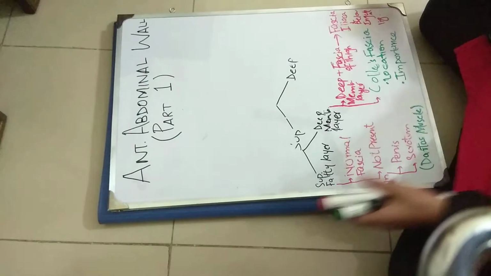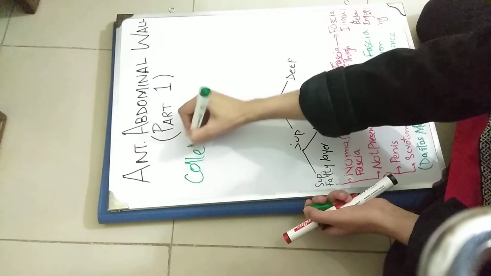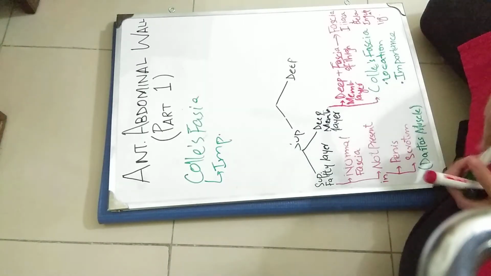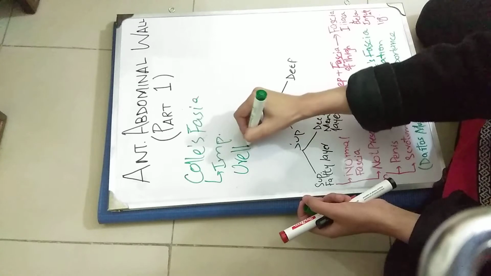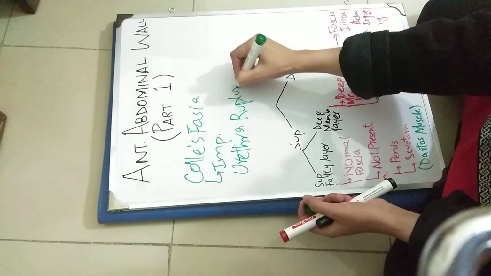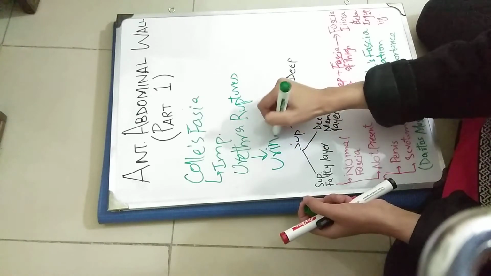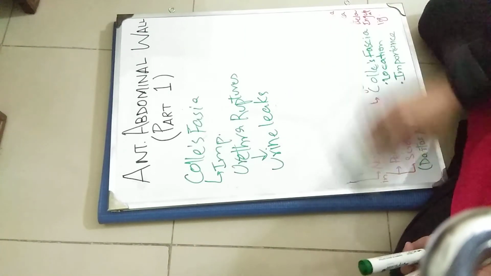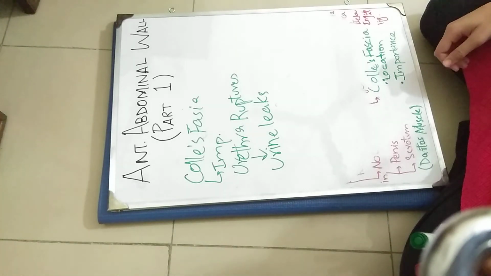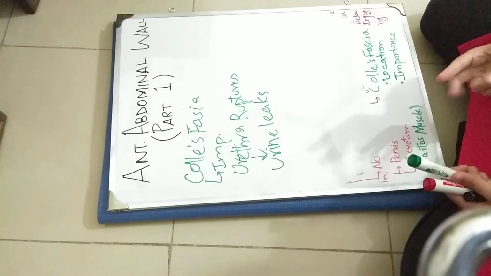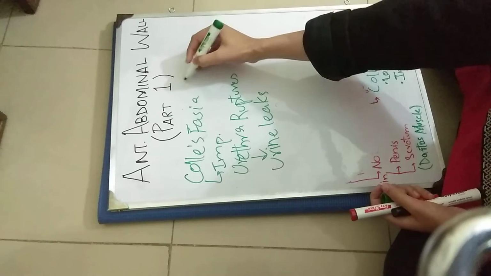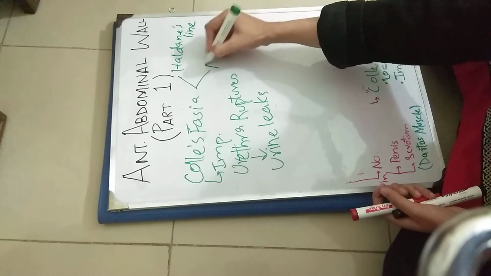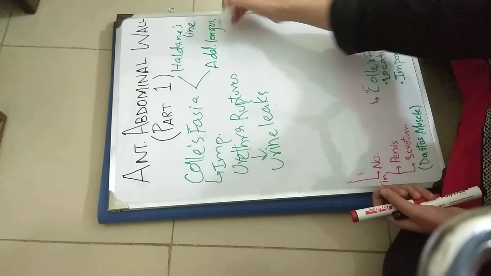Colles fascia and its importance. In conditions when the urethra ruptures, the urine leaks down, and nature has provided a barrier. So if the urethra ruptures, urine does not leak into the thigh. This is provided by two structures to which the Colles fascia is strongly adherent. These two structures are Haldane's line and the adductor longus and gracilis, which form the medial side of the thigh.